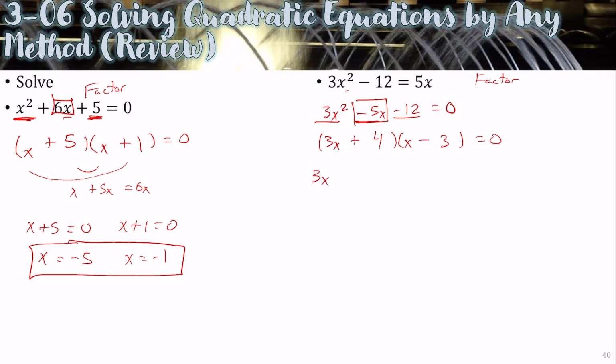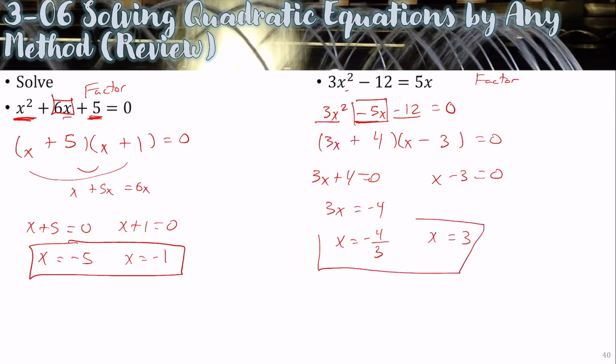Then take each factor equal to 0. Subtract the 4, divide by the 3. Get negative 4/3 or 3.